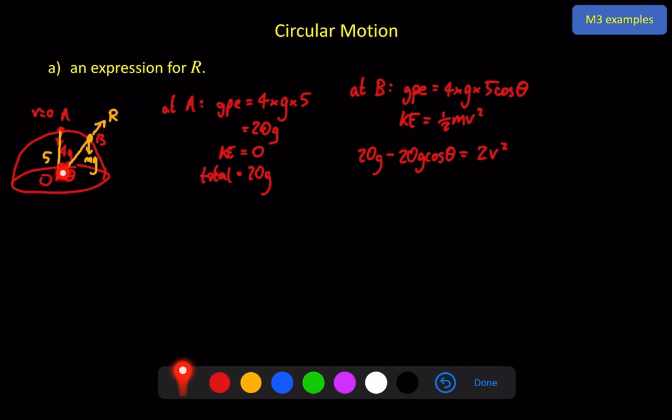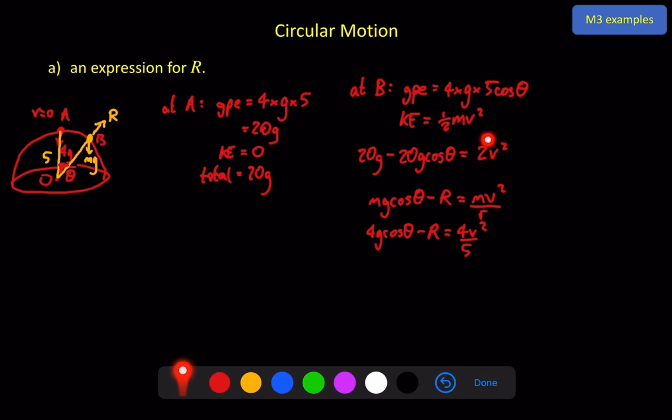Inwards, providing the force for circular motion, is the component of the weight, so we've got mg cos theta minus R, and that has to equal ma. Mg cos theta minus R is equal to mass times v squared over r. We know what m is, so that's 4g cos theta minus R is equal to 4v squared over 5.